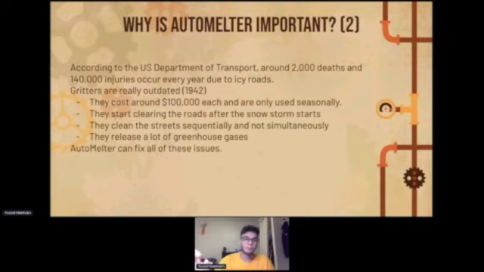Now, another thing about the way gritters function is they start moving after snowstorms start. AutoMelter, the way it works is it will clear snow off simultaneously as it starts, not sequentially. And this would be helpful because you wouldn't have to wait for the snow to stick to the road for the gritters to go out and clear it. It just does it as the snow falls, right from when it starts.